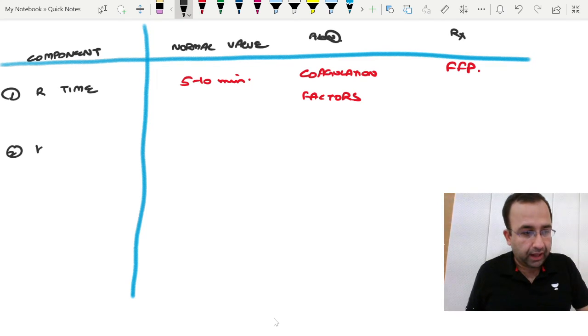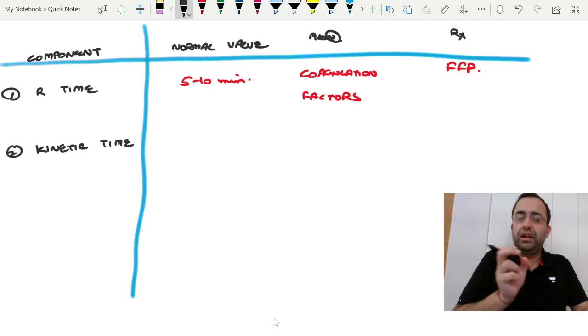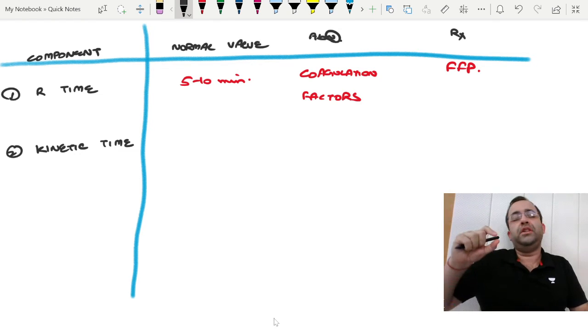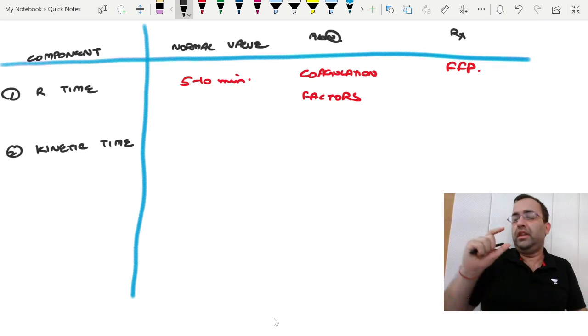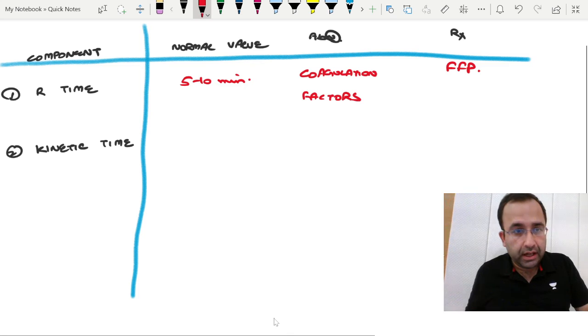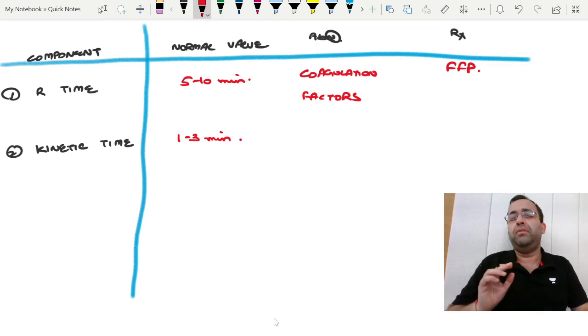Next is K, that is kinetic time. What was kinetic time? It was the time taken between initial formation of clot to clot reaching a specific firmness. That firmness was taken as 2 centimeters. Normal kinetic time is 1 to 3 minutes.